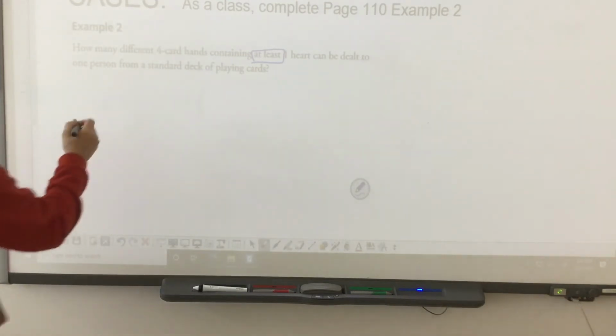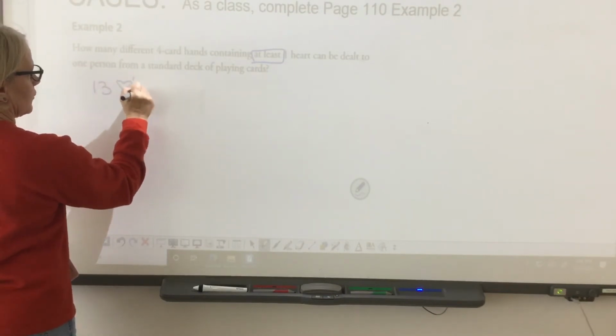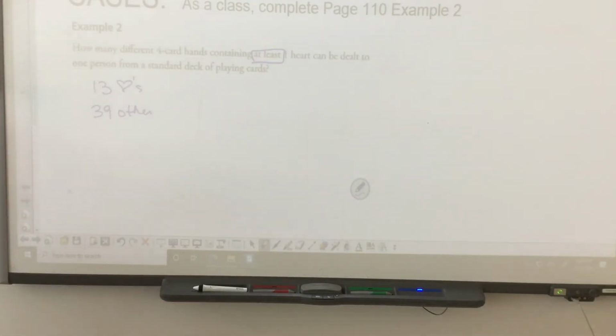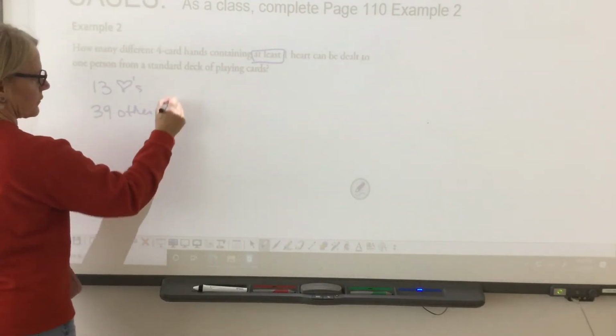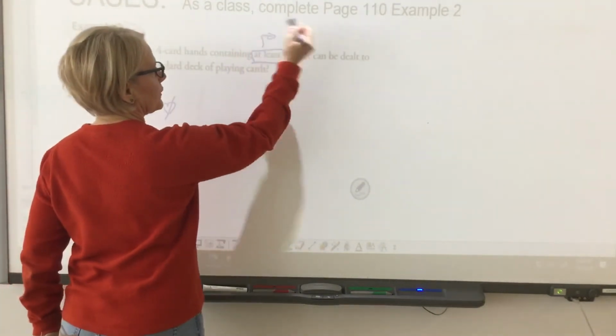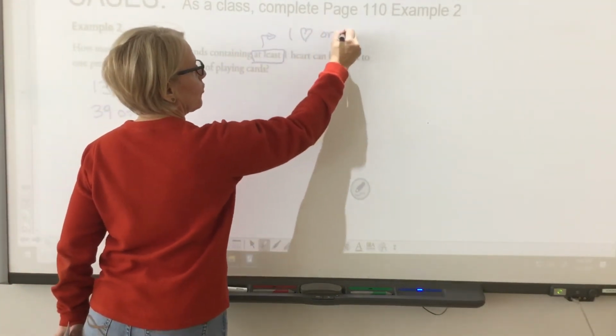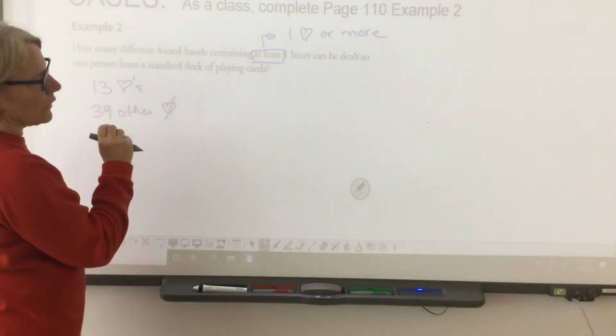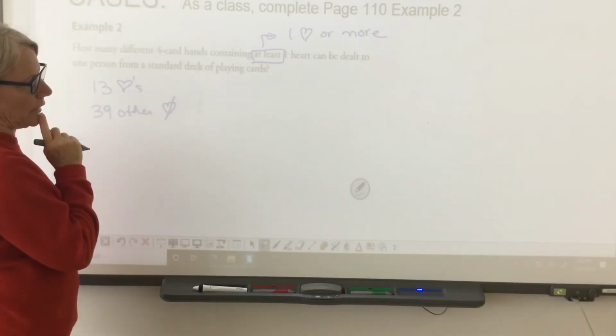Okay, so I know that there are 13 hearts, which means there are 39 other cards, non-hearts. I could even put just a heart, just to make it easy for myself to write. I want to think about all the different ways that I can get a 4-card hand that has at least a heart. Well, at least means that you're going to have one heart or more, right? Okay, 4-card hands. So I'm going to lay them all out first, and then I'll figure out what the combinations are for each of those.